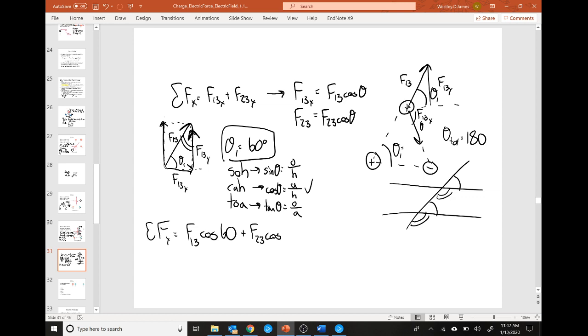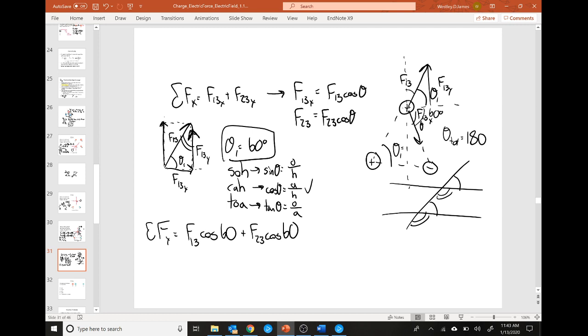Cosine of 60. So we need to do it for F23. This angle is also 60 degrees, and that's where, again, you have to use some of your trigonometry knowledge. If this one's 60, this is 30. If this is 30, this is 30. If this is 30, this is 60. Make certain that makes sense to you. But that's, again, just where all the trigonometry is coming in.